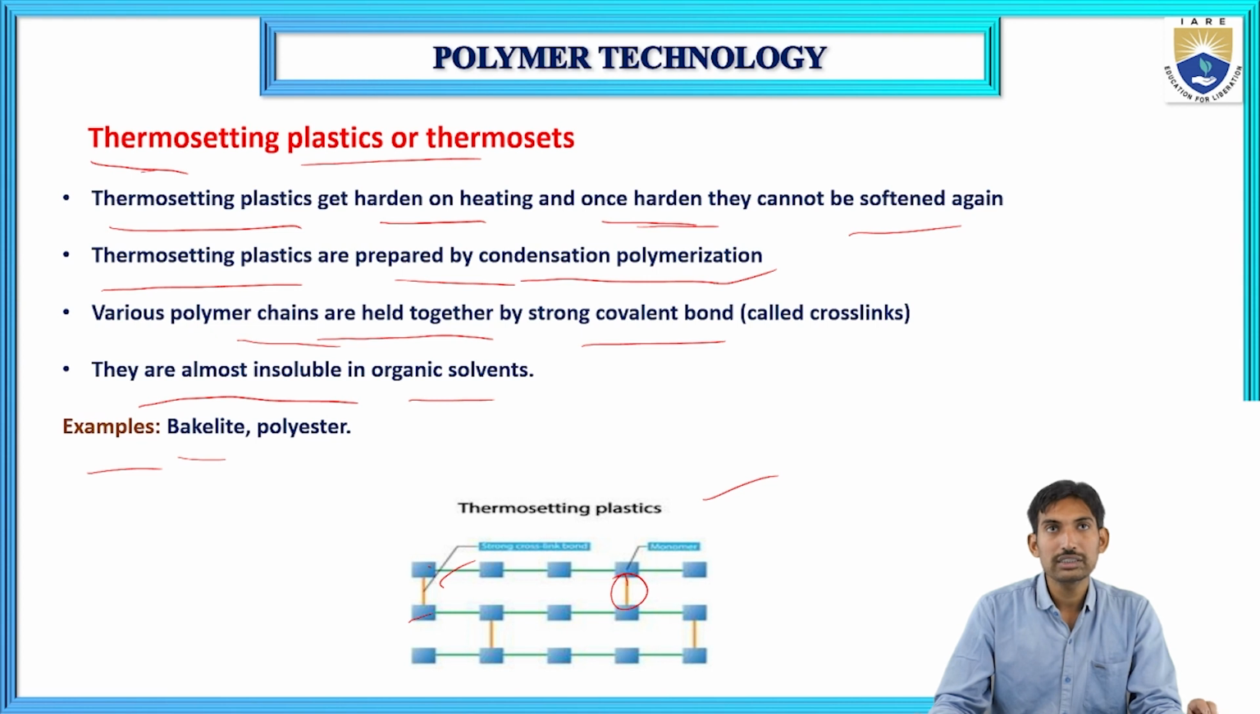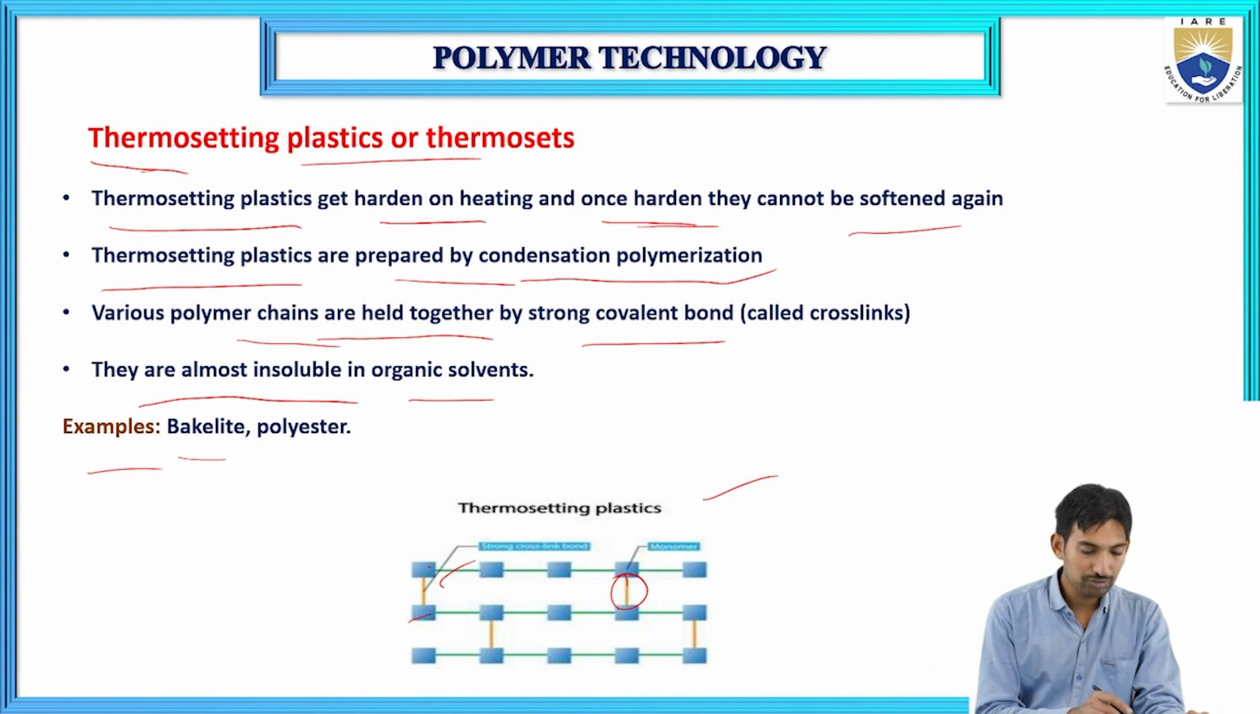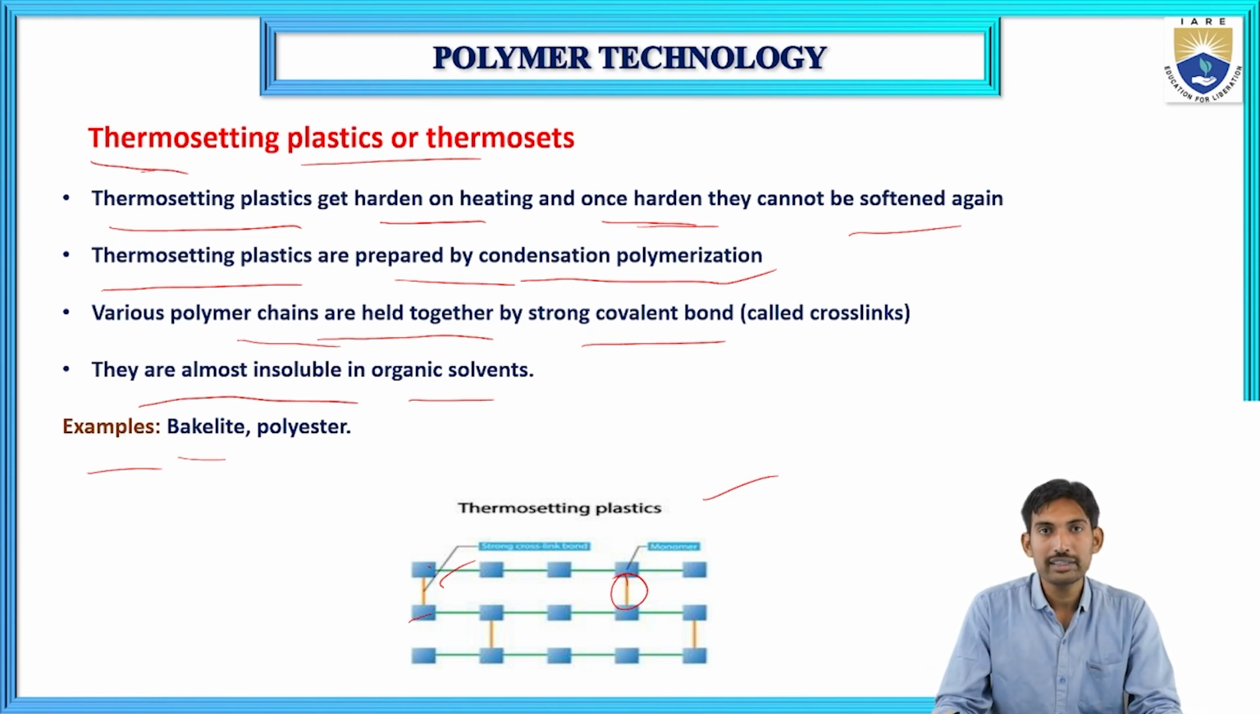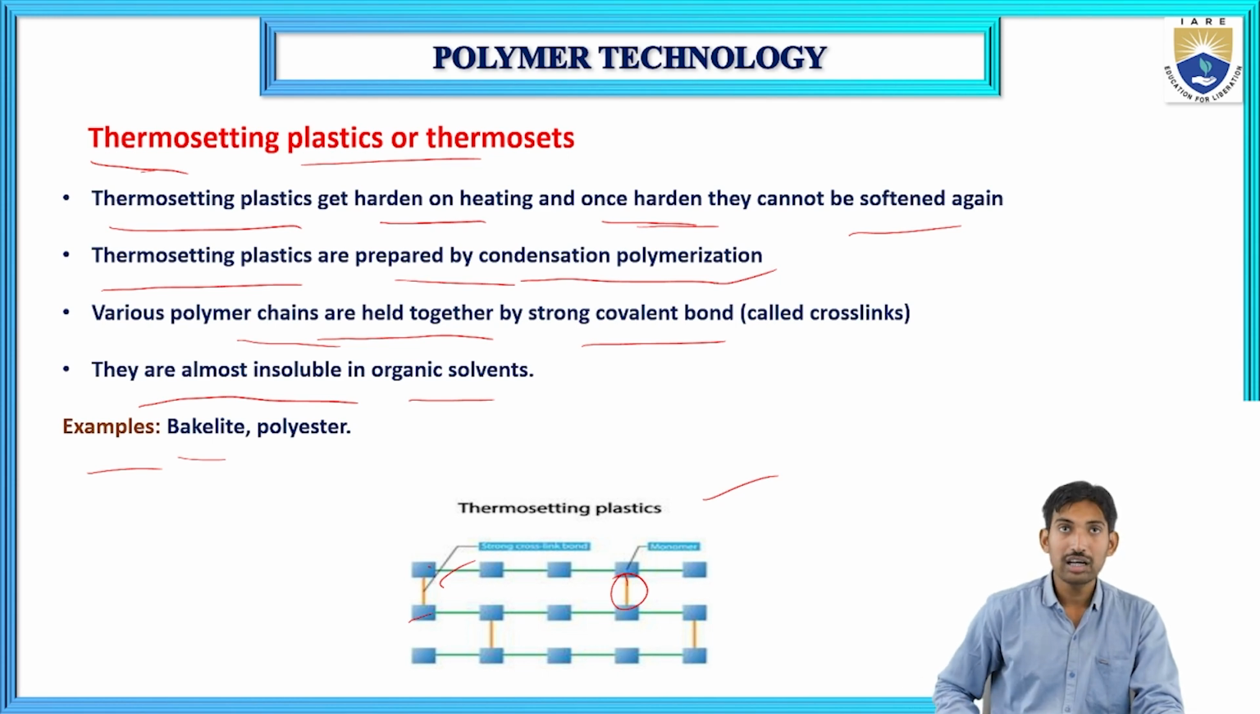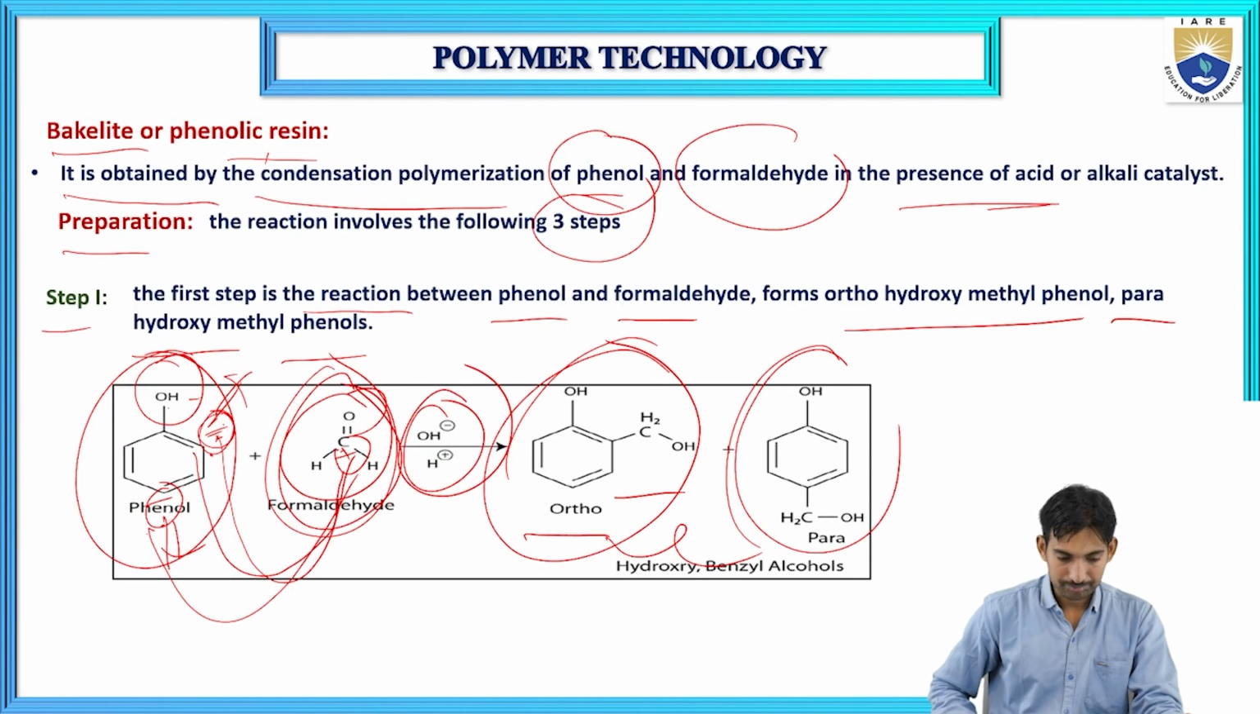Thermosetting plastics are prepared by simple condensation polymerization. Between two linear chains, there is a strong covalent bond present. Examples of thermosetting plastics are bakelite and polyesters. These are not soluble in organic solvents.